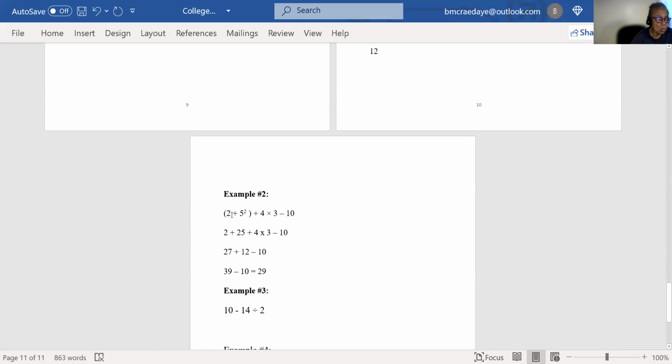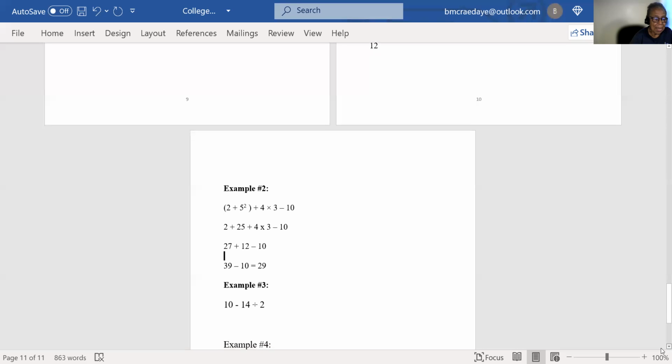So that would be 2 plus 5 to the second is 25, and 2 plus 25. So now we have our 27. That would complete everything that's within the parentheses. Okay. And then we do our multiplication. 4 times 3 is 12. Add left to right, 27 and 12, 39, minus 10 is 29. Okay, and that's your answer, 29.